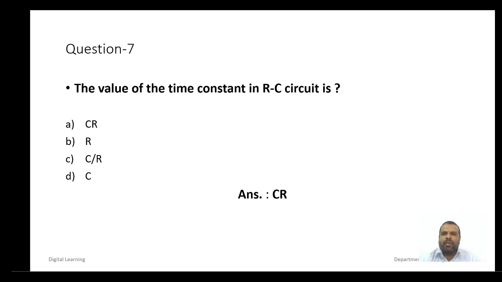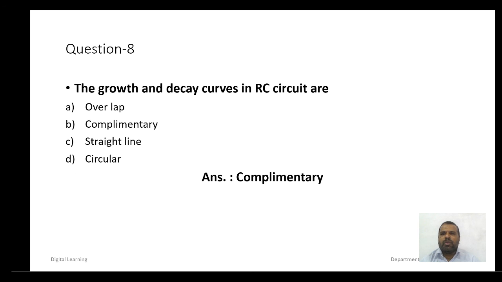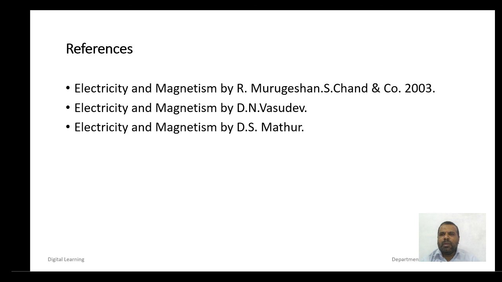Question number 7. The value of the time constant in RC circuit is: option A, CR; option B, R; option C, C by R; option D, C. The correct answer is CR. Question number 8. The growth and decay curves in RC circuit are: option A, overlap; option B, complementary; option C, straight line; option D, circular. The correct option is complementary.